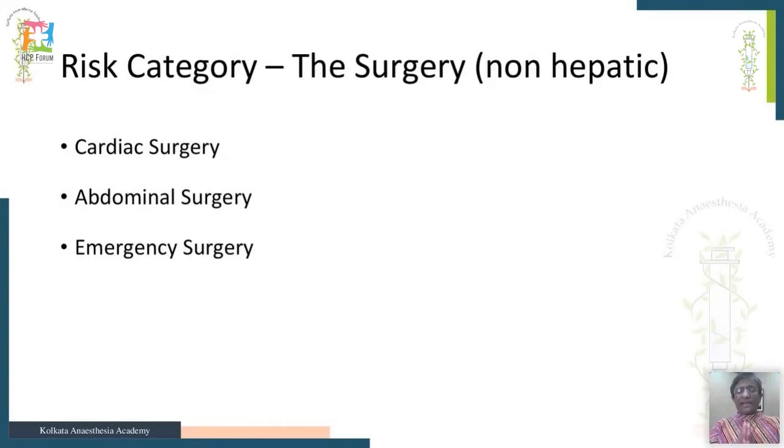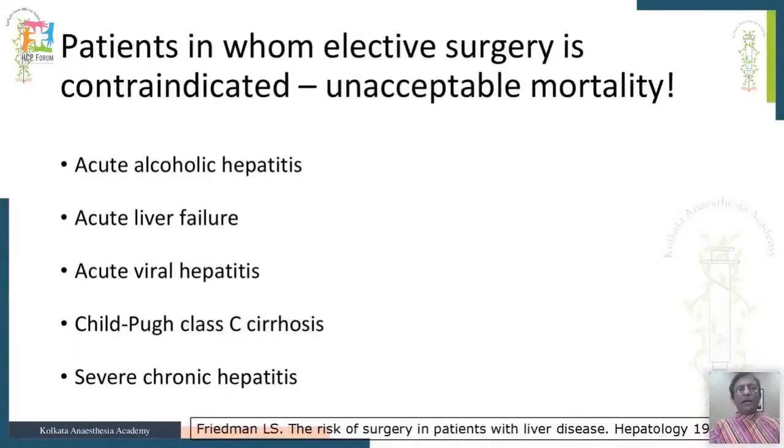For the non-hepatic surgeries, in a patient with liver dysfunction, cardiac surgery possibly has the highest risk, then abdominal surgeries, and then, as in all other aspects, emergency surgeries. It's essentially because you don't have the time to optimize.